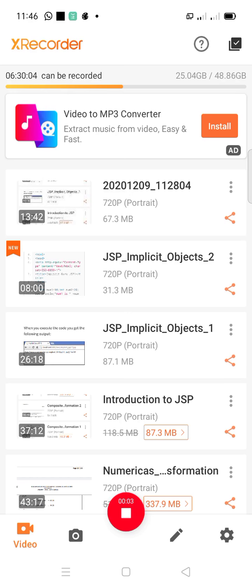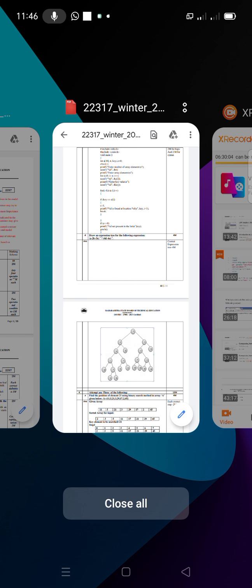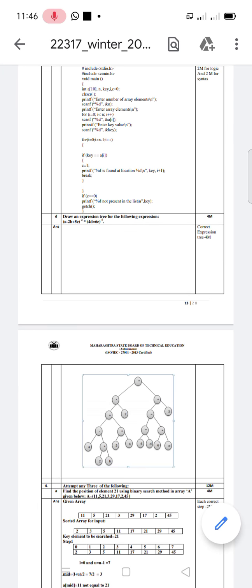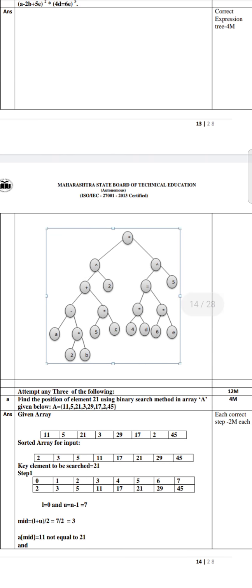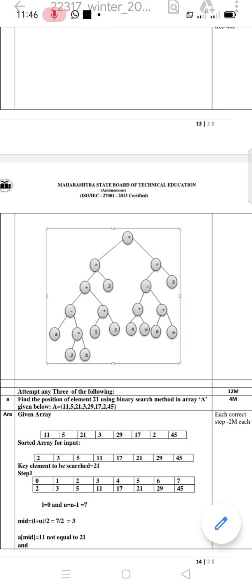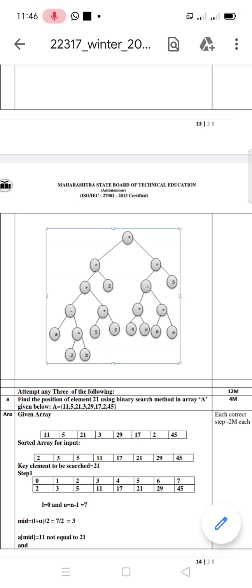Hello students, so we will continue our previous part. In the previous part we have seen one example of an expression tree. So this is the final solution of that particular example. Initially we have a multiplication as the root operator, and in the left part we have a power operator, and again we can drill down.